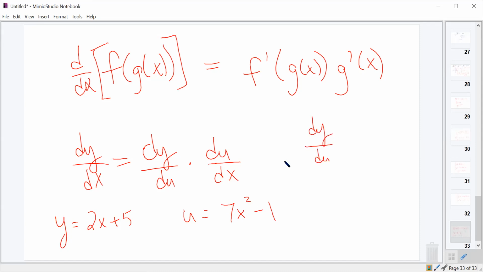Right? Well, you need to recognize that dy dx is dy du times du dx. So dy dx is 2. Du dx is 14x. And so dy du ought to be 2 over 14x, or 1 over 7x. Does that make sense? I've seen those show up in the multiple choice every once in a while, not that often, but I've seen one or two over the last 7 or 8 years. So just recognize the chain rule in both situations.